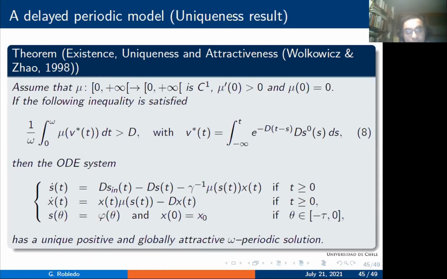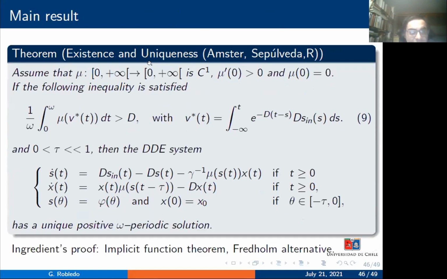We have been working trying to obtain uniqueness and attractiveness results. We have a partial success for uniqueness in this result. We have the same assumption concerning the average. And if we consider delays small enough, we can prove that our model has a unique positive omega periodic solution. The tools for this proof are the implicit function theorem and the Fredholm alternative. We have no results for attractiveness.